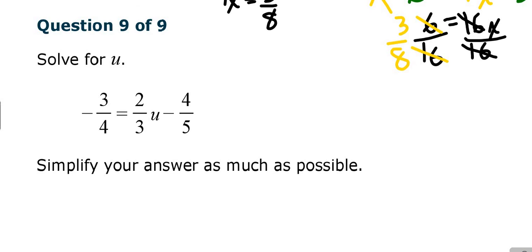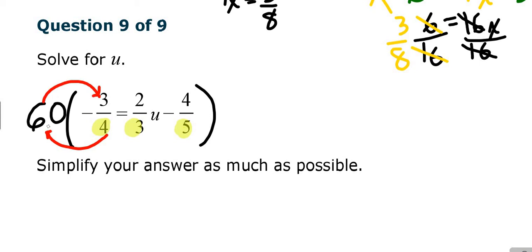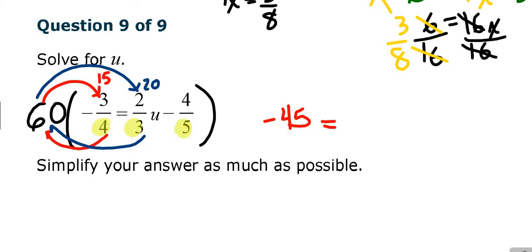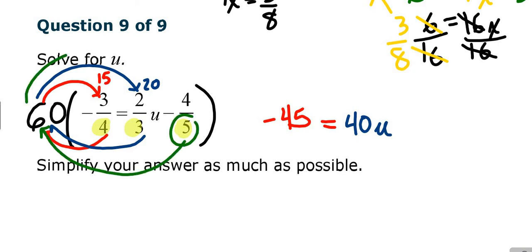Taking a look here, whenever you're dealing with fractions, your first order of business is to get what's called an equivalent expression. We're going to find the lowest common denominator of 4, 3, and 5, which is 60. Then you do what's called arrow in, arrow out. Four goes into 60 15 times. 15 times 3, that's going to be negative 45. Three goes in there 20 times. Five goes in there 12 times.